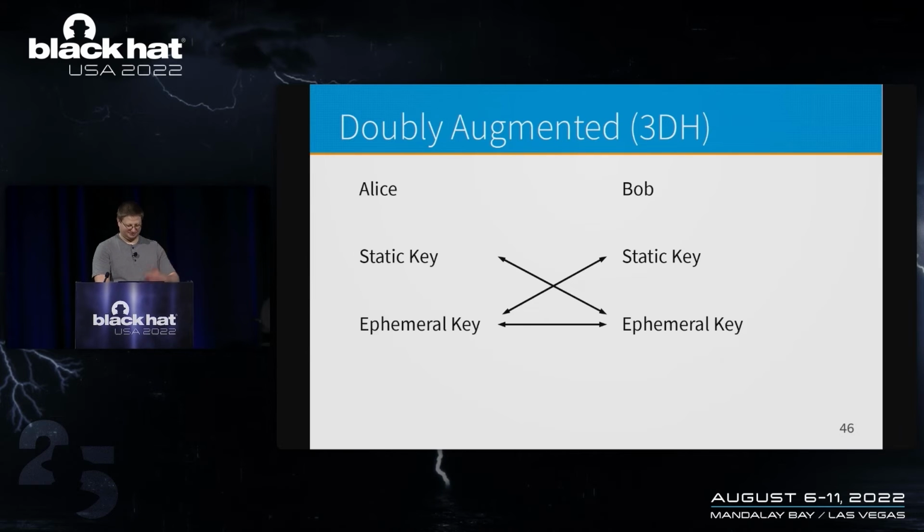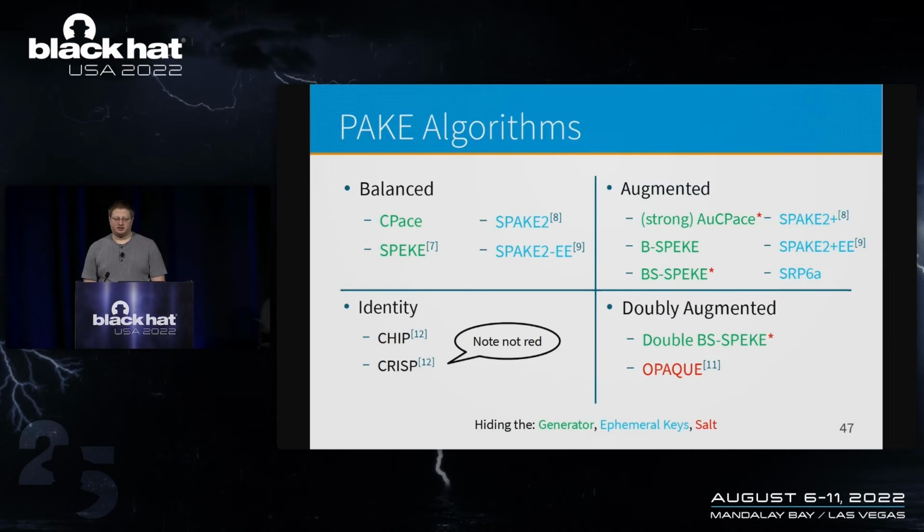Anyway, so 3DH. These are PAKE algorithms. The way that they're colored is by what they're hiding. The ones with red stars next to them also hide the salt, like OPAQUE does. The identity PAKEs aren't colored because they just use a balanced PAKE, so what they hide comes from whichever balanced PAKE you use.